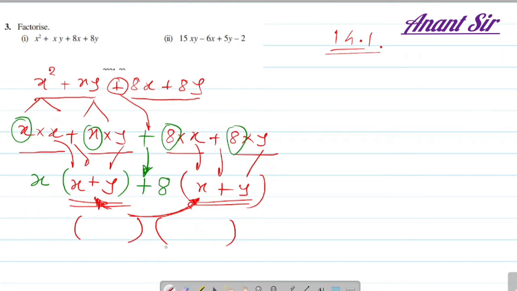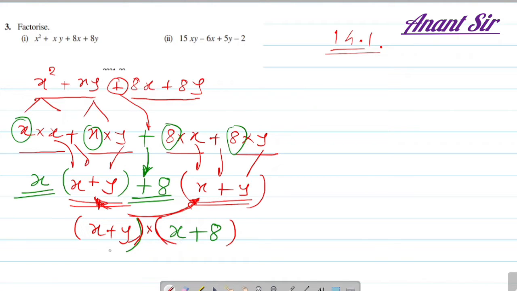Write that bracket x plus y, and in the second bracket write the terms which were not in the bracket. What was left outside the bracket? It was x plus 8. So write that x plus 8 in the second bracket. And what is there between the two brackets? Many students make a mistake here also. They give the positive sign here. What is there between the two brackets? It's multiplication. There is no sign between the two brackets, which means there is a multiplication sign.